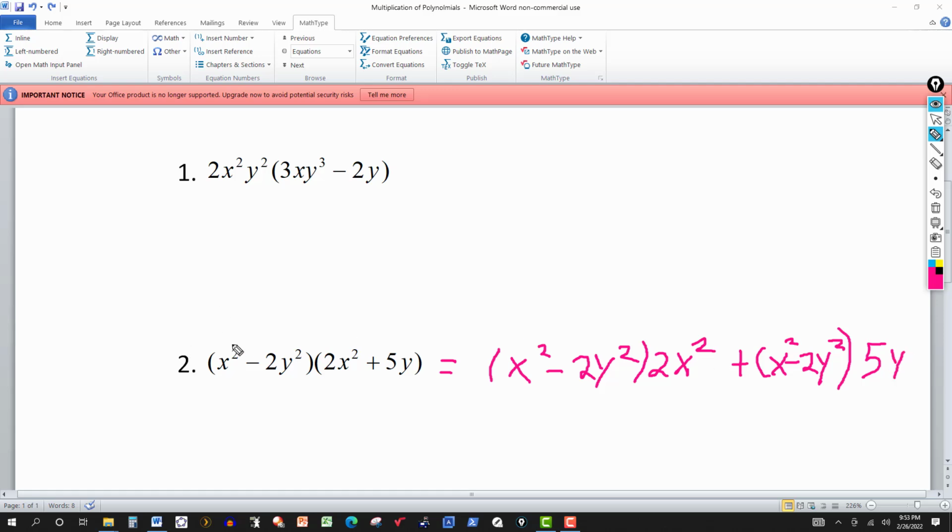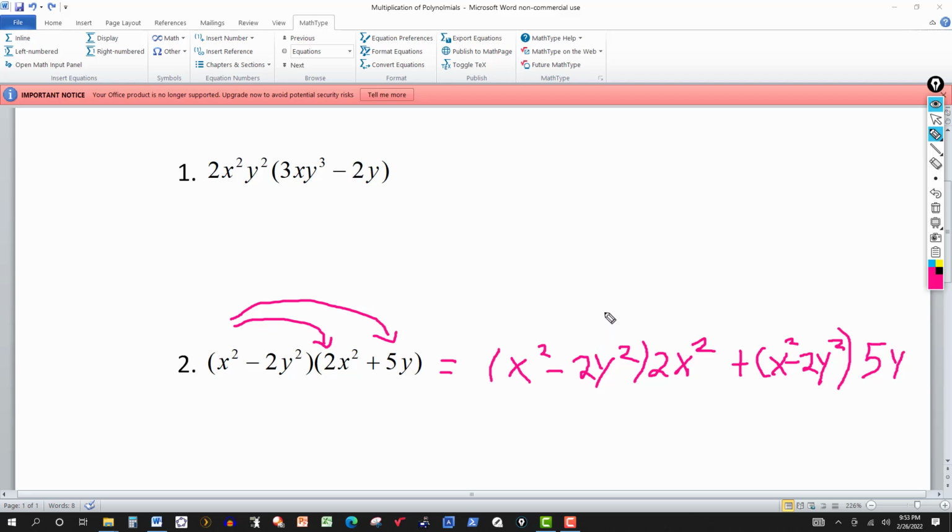Okay, so again, all we did was treat this as one term, and we multiply it this way. Here it is. And then, same thing, you multiply the second term.